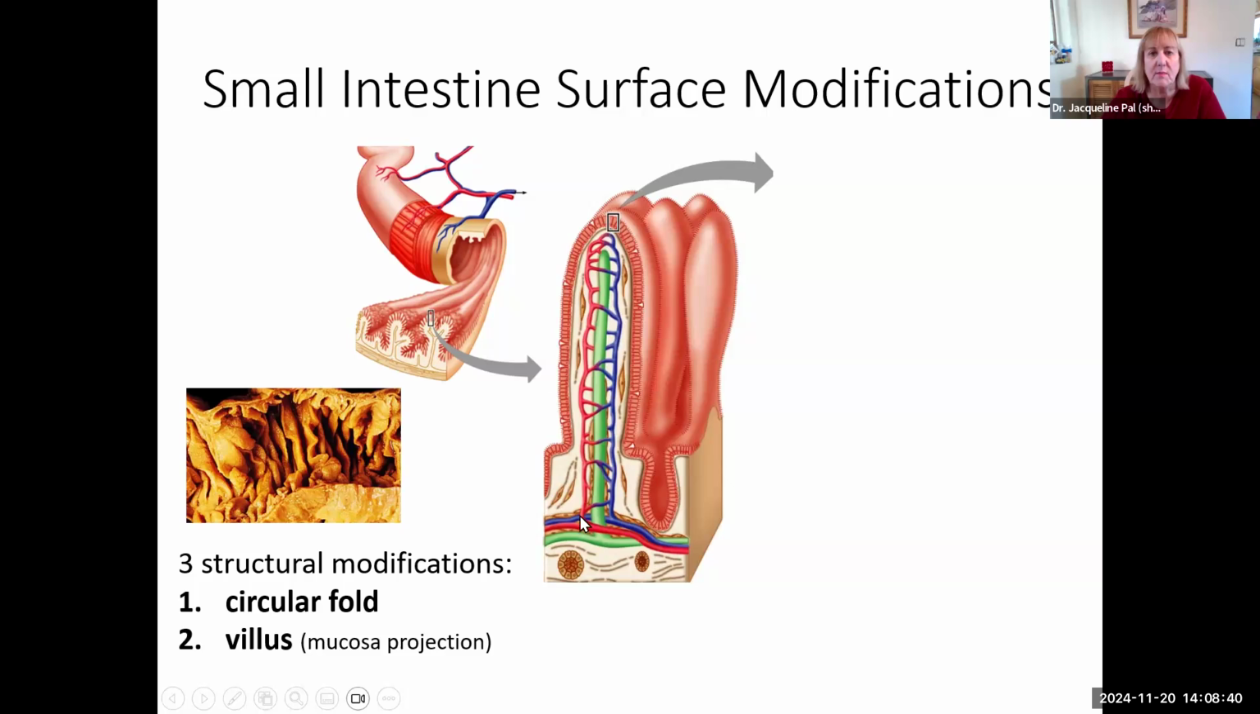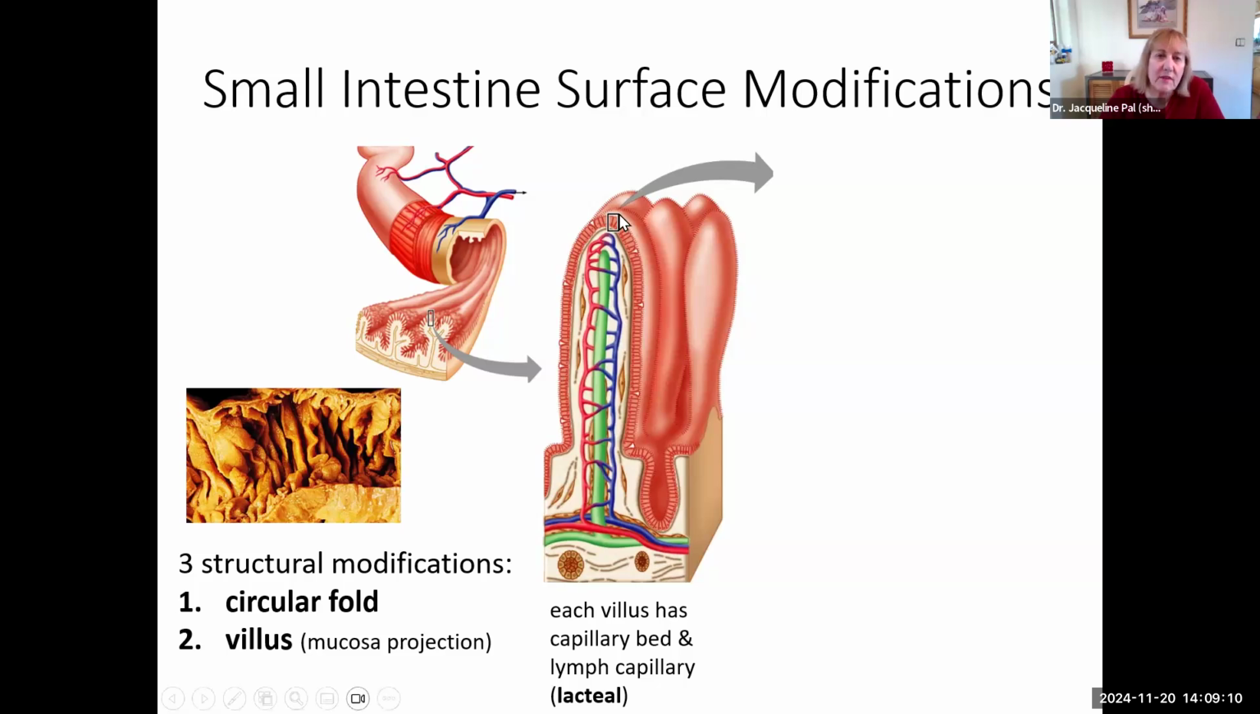We've got individual little goblet cells. And if we look at the villus, we've got a little arteriole, a little venule. So we've got a wonderful little capillary bed in the middle of which we have a lymph capillary. Lymph capillaries in the small intestine have a special name. I need you to learn that. It's called a lacteal. It's going to be very important in the small intestine. So that's 2 of the 3 modifications.